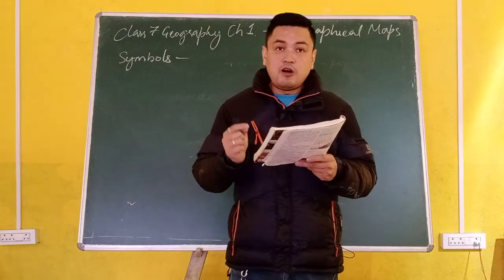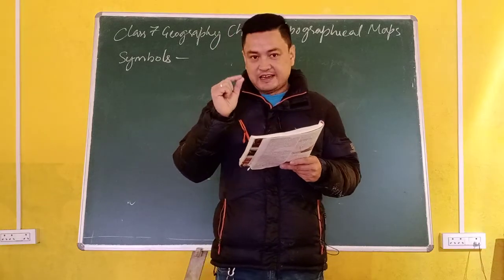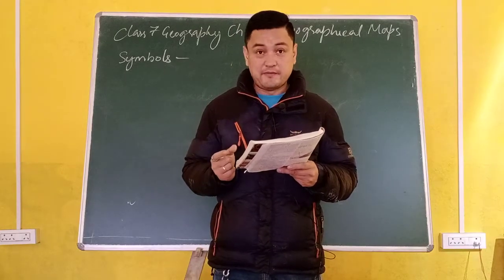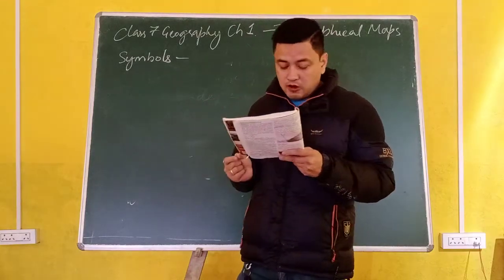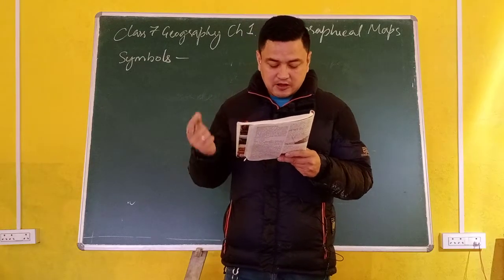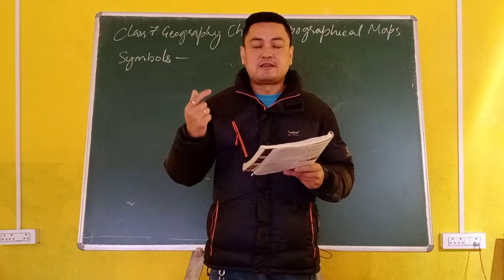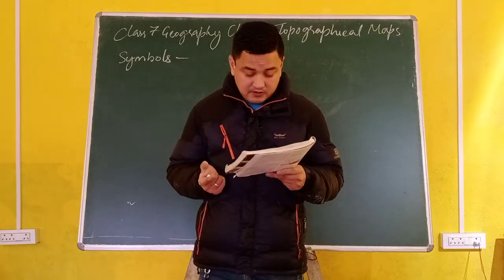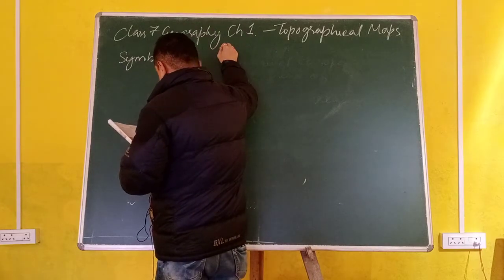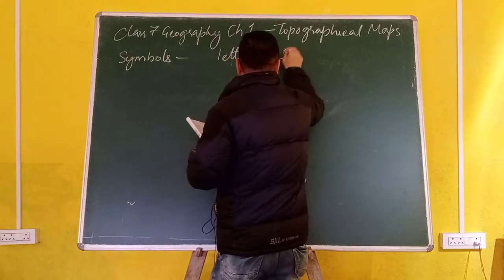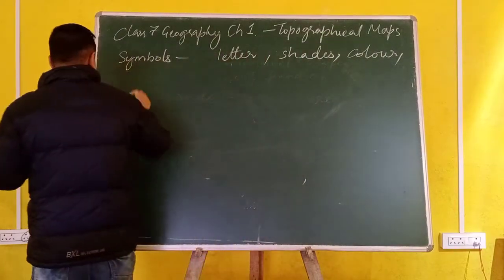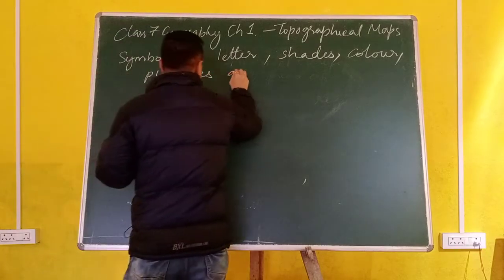It is not possible to draw on a map the actual size and shape of different features, such as buildings, roads, bridges, trees, railway lines, or a well, as well as physical features like mountains, valleys, plains, plateaus, hills, etc. So they are shown by using certain letters, shapes, color, pictures, and lines.